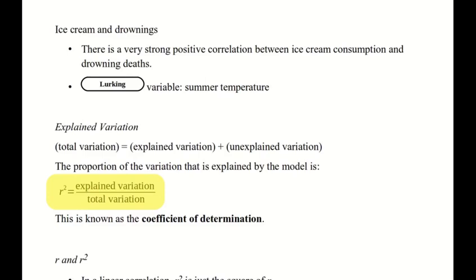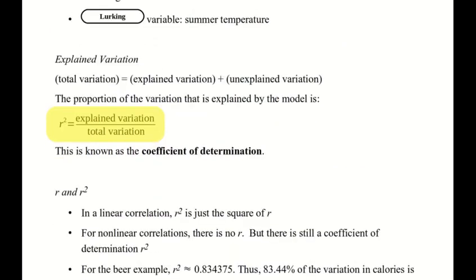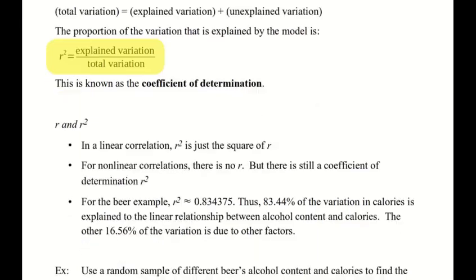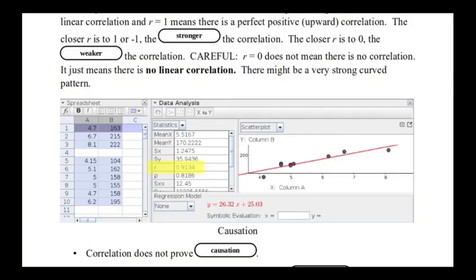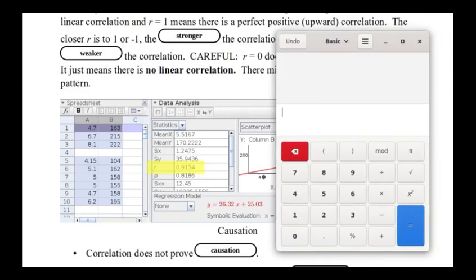Now this notation is nice because r squared is the square of r. So if you know what r is, you simply square it to get the coefficient of determination. And similarly, if you're given the coefficient of determination, you can take its square root to get r. Now, there is no r for nonlinear correlations, but there is still a coefficient of determination. Looking back at the beer example, we can see that r is 0.9134.